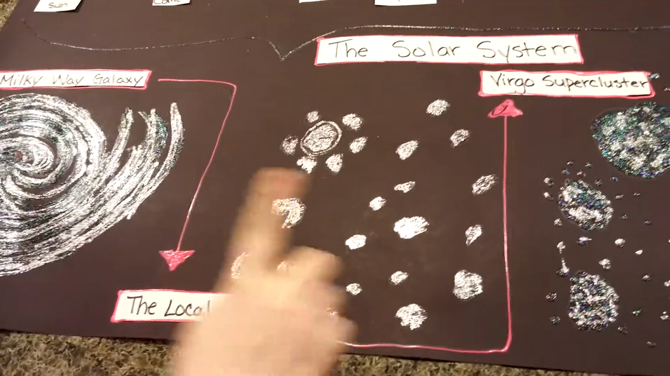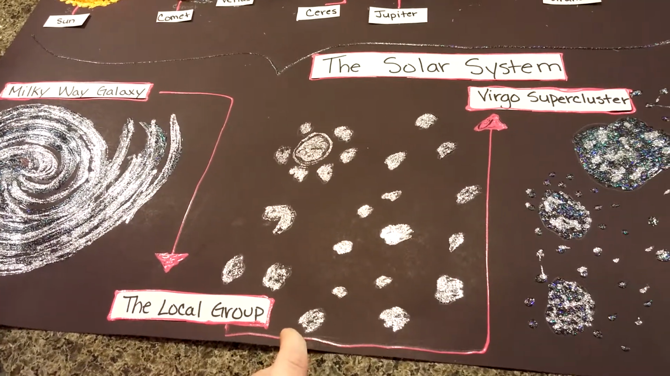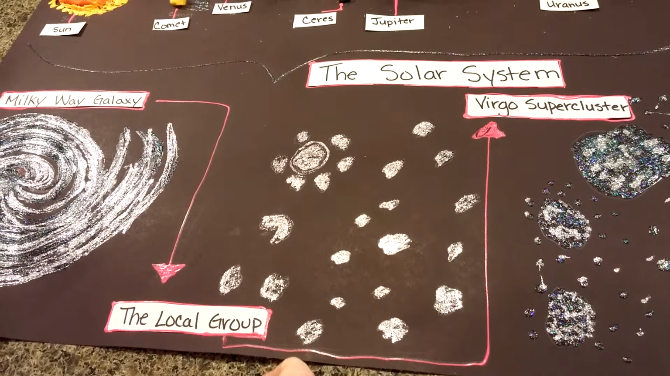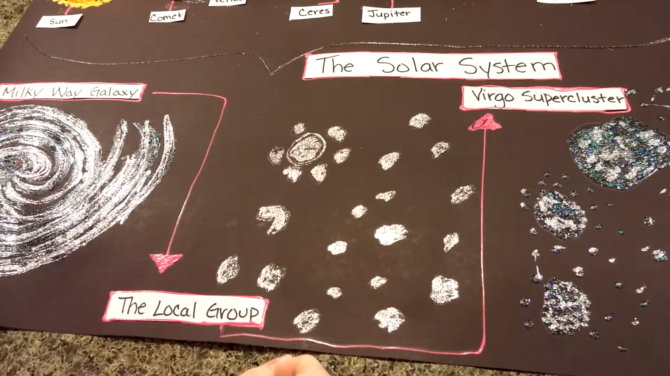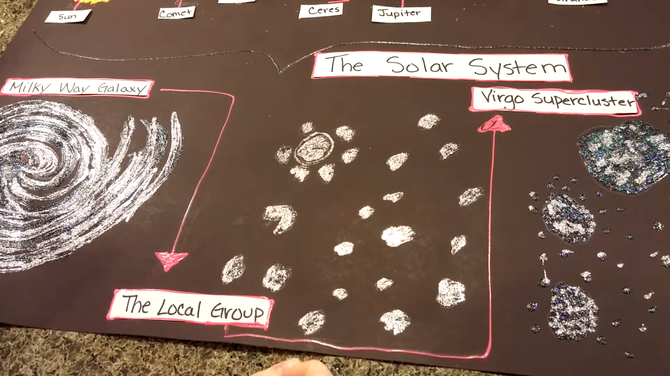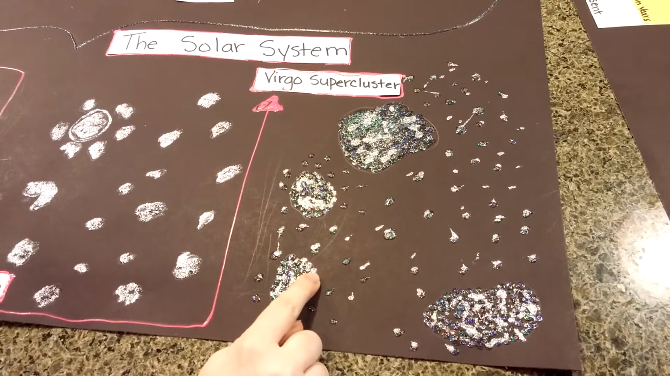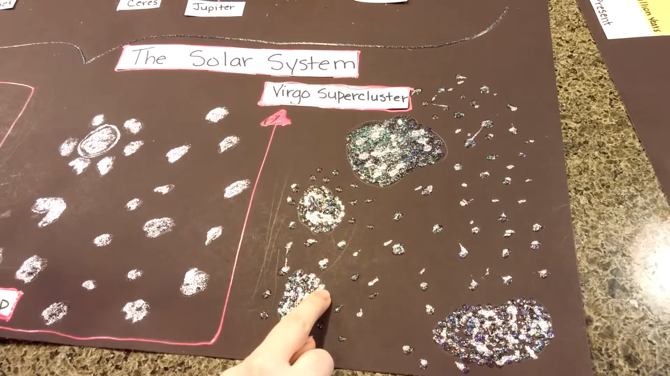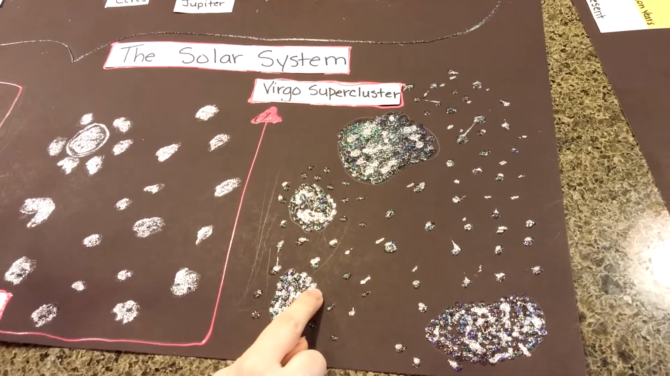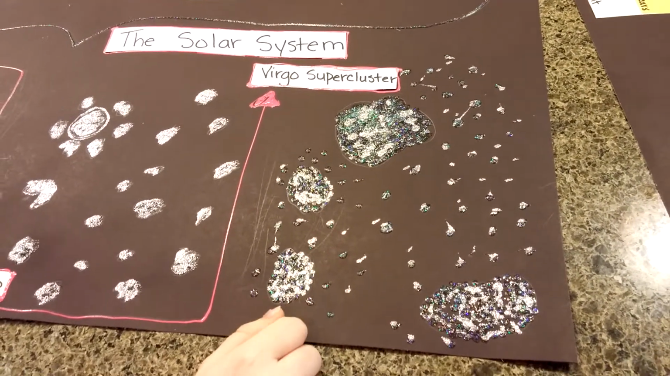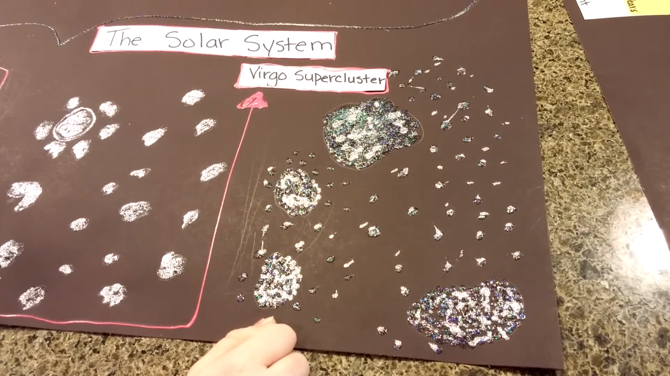Okay, and then right here is the local group, and the local group is a group of galaxies that contains the Milky Way. The local group contains 54 galaxies. The center of the local group is between the Milky Way galaxy and the Andromeda galaxy. And then over here we have the Virgo supercluster. The Virgo supercluster is a cluster of galaxies that contains the local group, Milky Way, and our solar system. The Virgo supercluster is made up of at least 100 galaxies and clusters. It is 110 million light years in diameter.